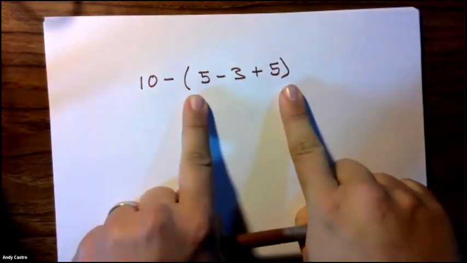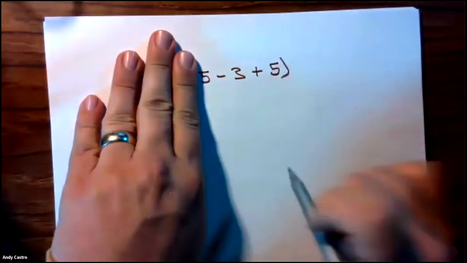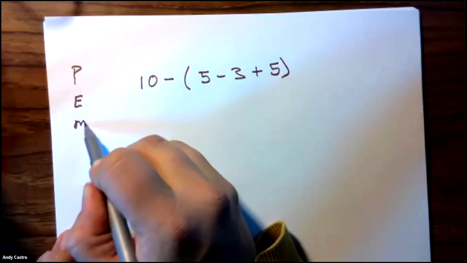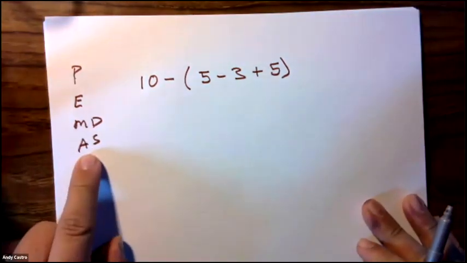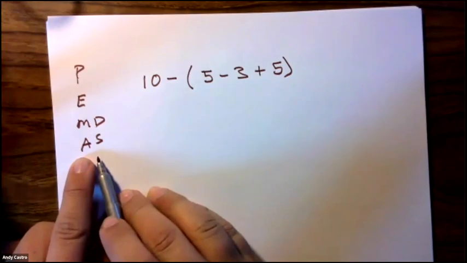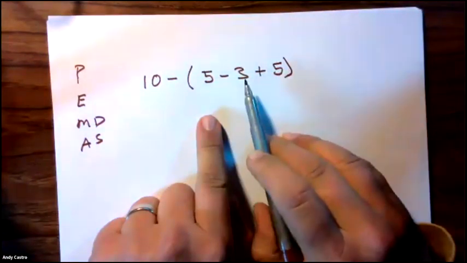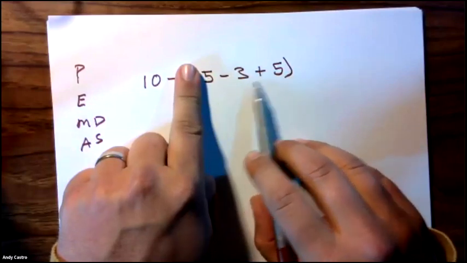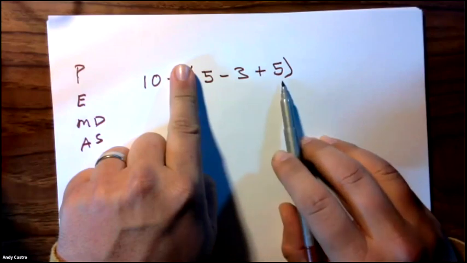All right, so here we have parentheses, which means I do everything inside the parentheses first. We have addition and subtraction. If you remember, I write the M and the D and the A and the S next to each other, and the reason I do that is because we do addition and subtraction left to right. So here, even though I have subtraction first and then addition, I don't do the addition first, I do the subtraction first because I do those left to right.